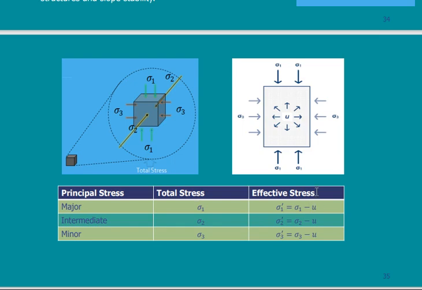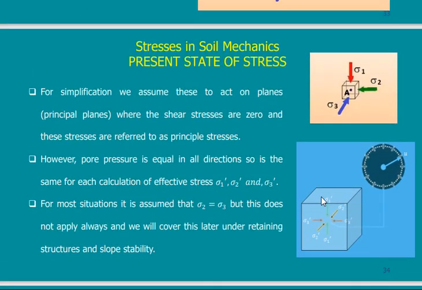So now this is the important relation that we want to reach, that we have sigma 1, sigma 2, and sigma 3. These are the total stresses due to additional load on the soil. Part of this load is carried by water and it is equal to U. In the direction of sigma 1, it will be U. In the direction of sigma 2, it will be U. There is no U1, U2, U3. It is U in all directions.